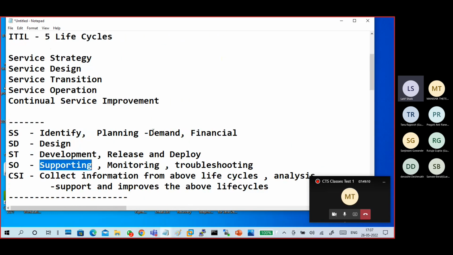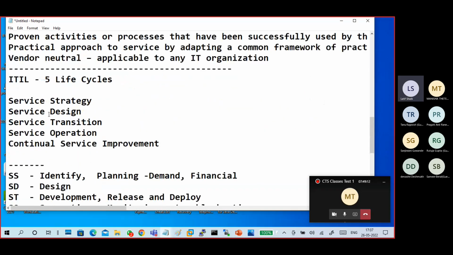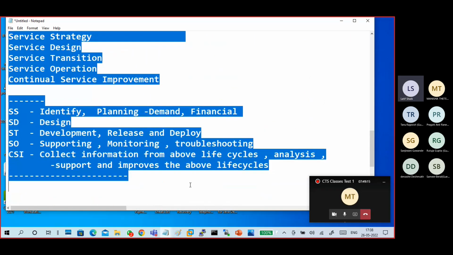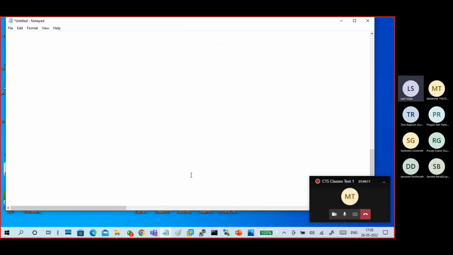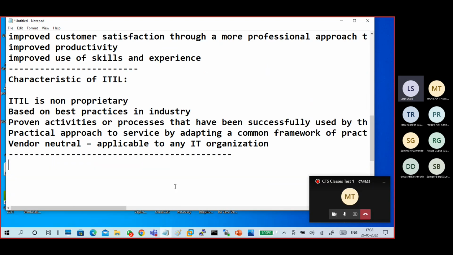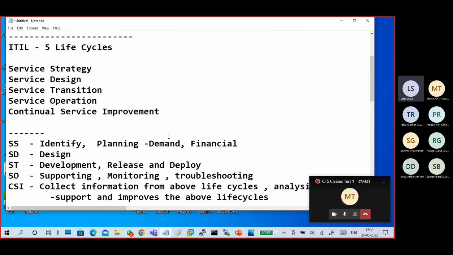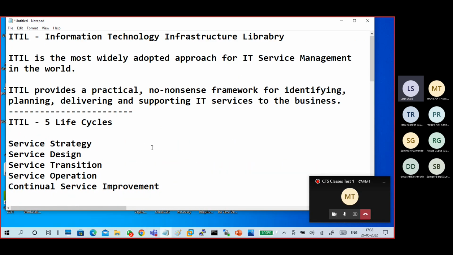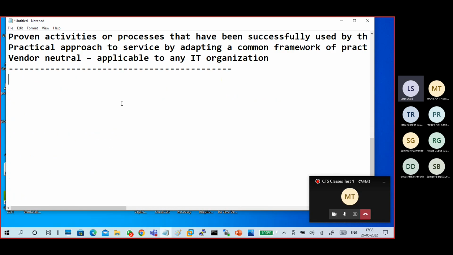To use ITIL, you don't need to pay anything to anyone because it is non-proprietary and best used in the industry. A lot of organizations have benefited and successfully run their business based on the ITIL life cycles. It is applicable to any IT organization. It doesn't depend on a particular organization type or business. So the whole ITIL point is the business. You guys understand?